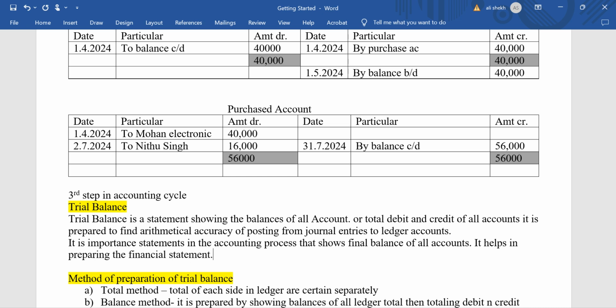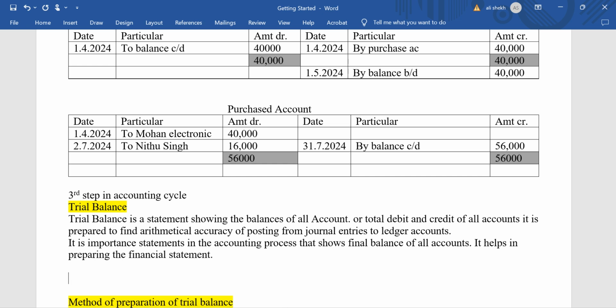Okay, next will be the adjustment in the trial balance. Suppose we have some outstanding or some advance received after preparing the trial balance, then we will do the adjustment. So after the adjustment, we will prepare the adjusted trial balance. That I have not mentioned here. I will mention it.